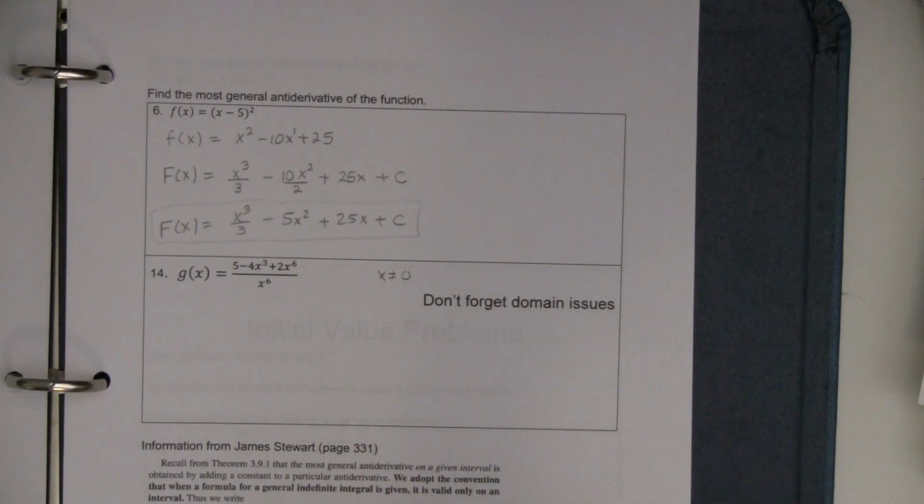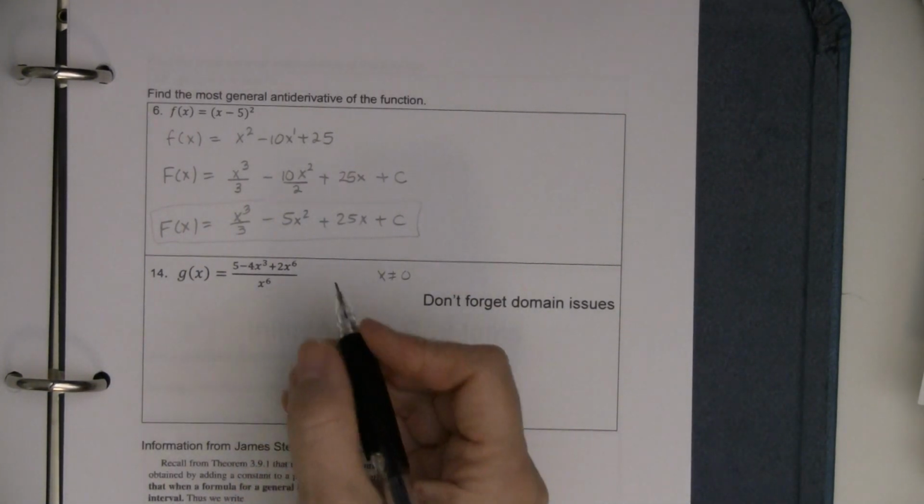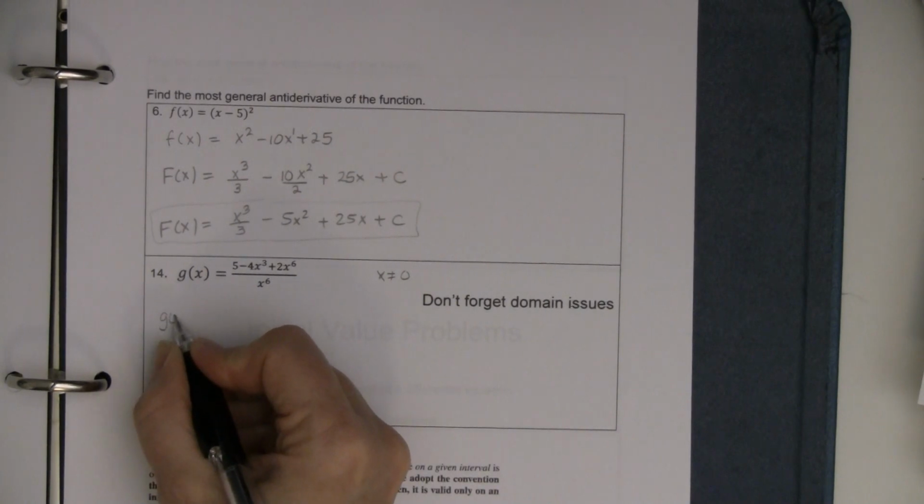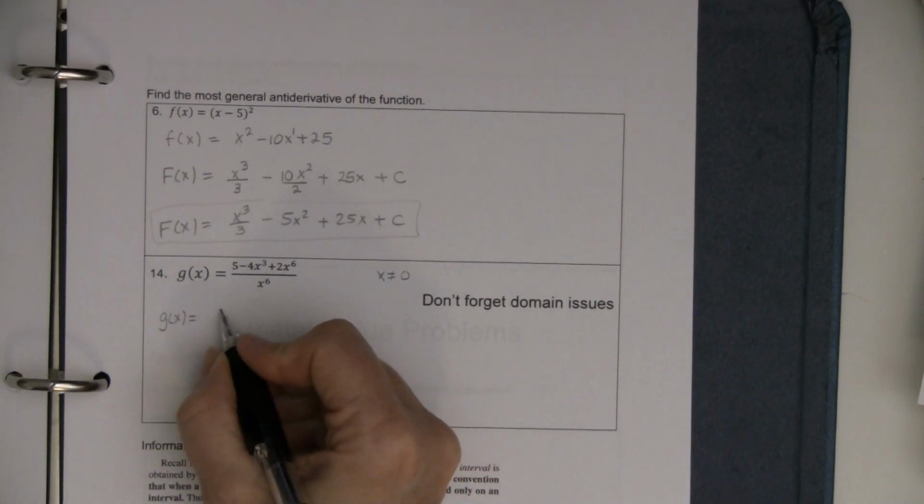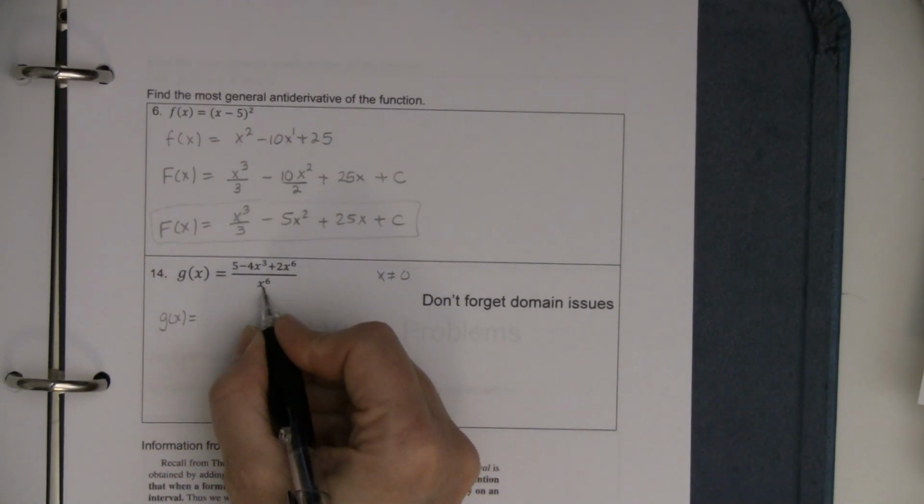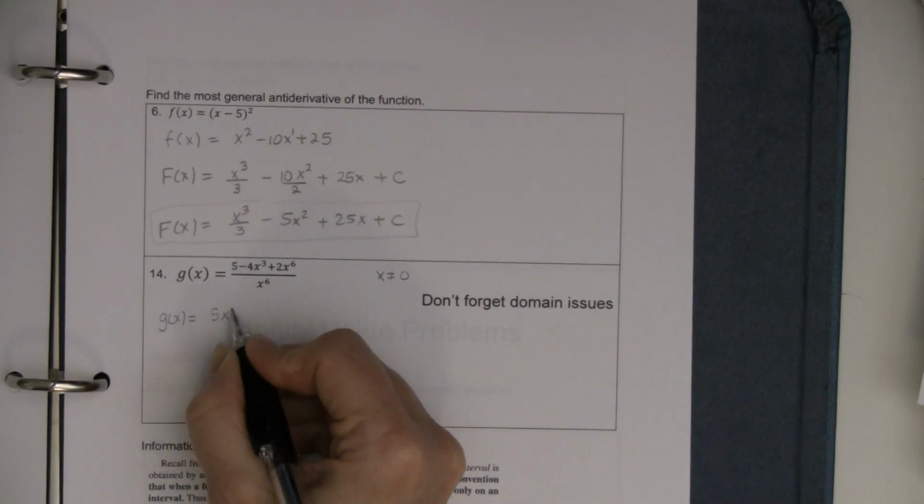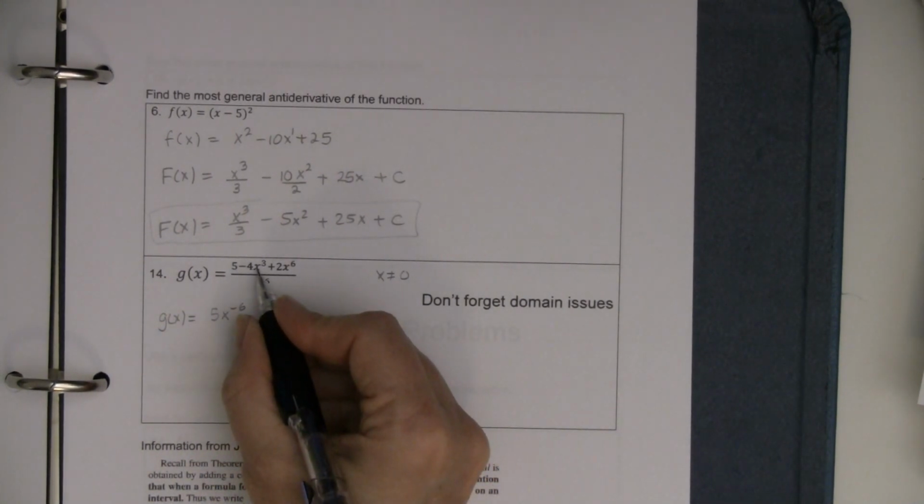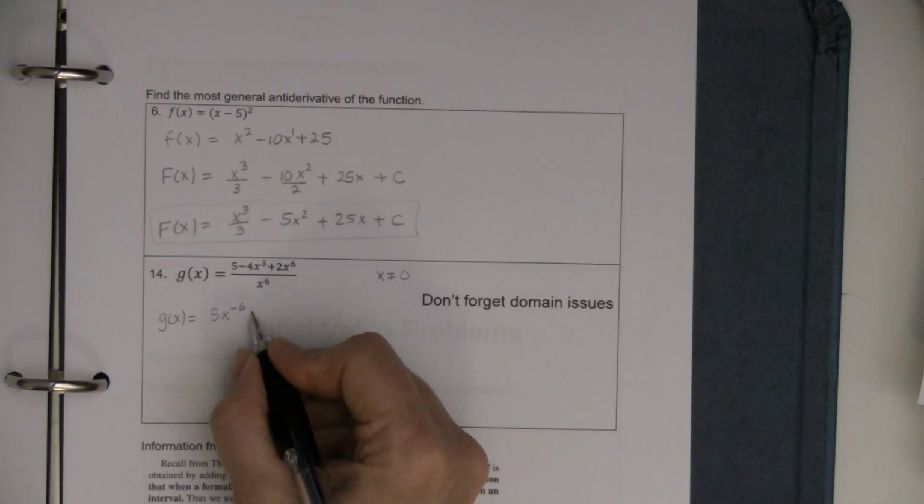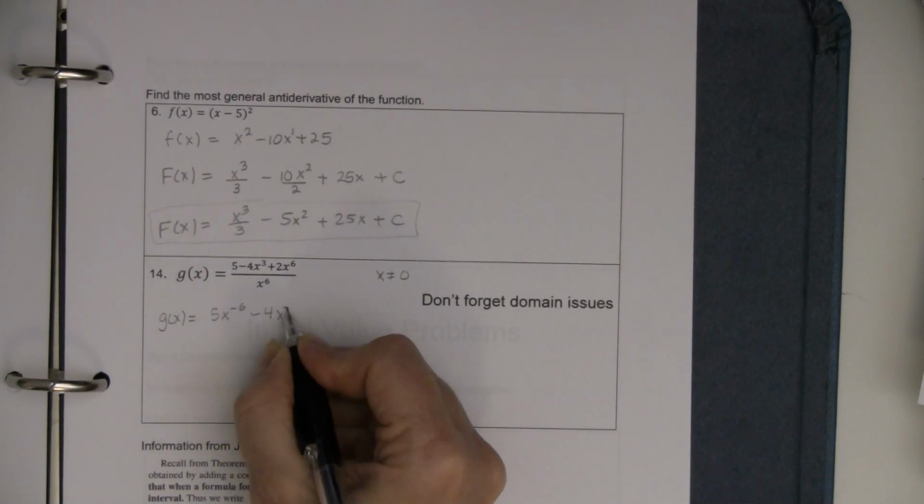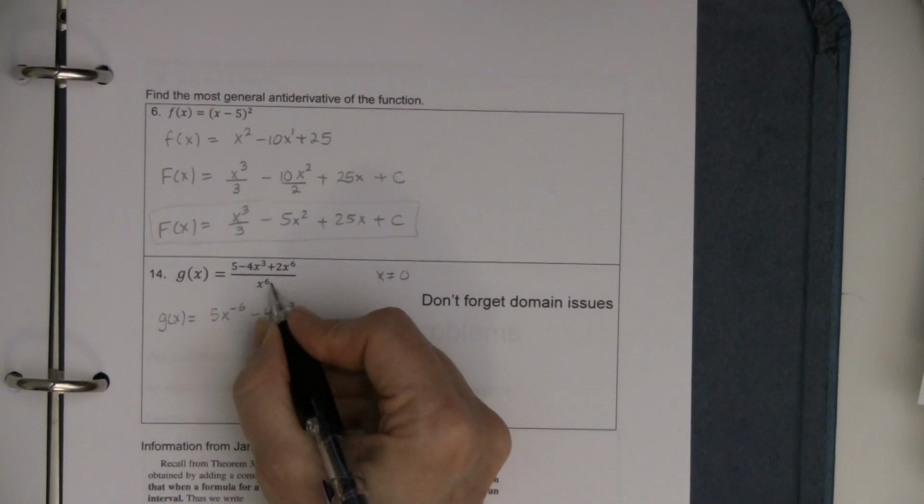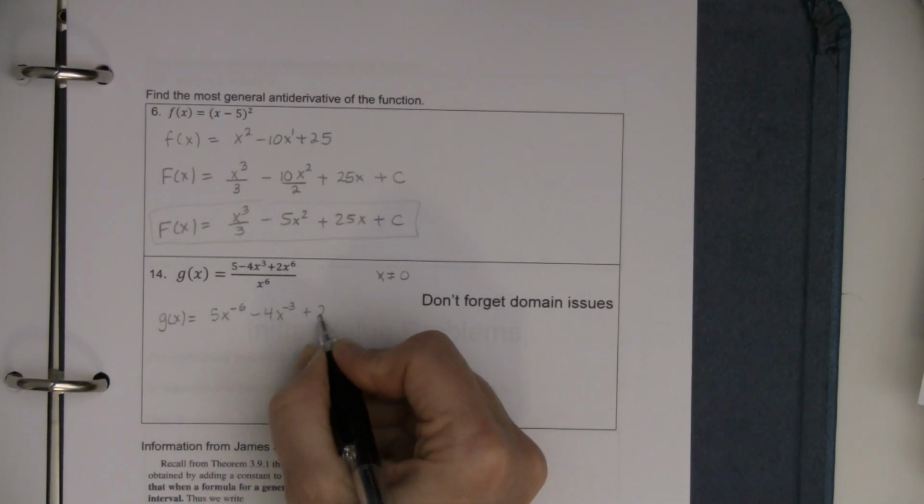So then after mentioning that, because of the denominator, we're going to divide this out here. So this is going to be 5 divided by x to the 6, so that's 5x to the negative 6, right? And then when I divide this, that's going to be minus 4x to the negative 3, do you guys agree? Dividing the pieces, and then plus 2.